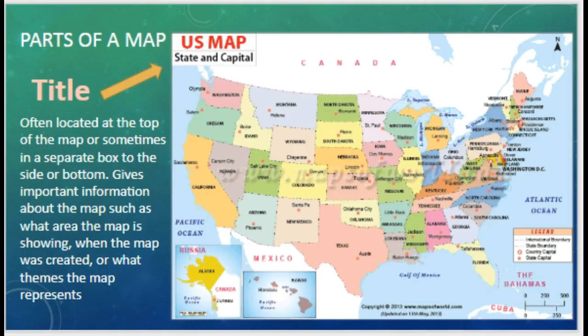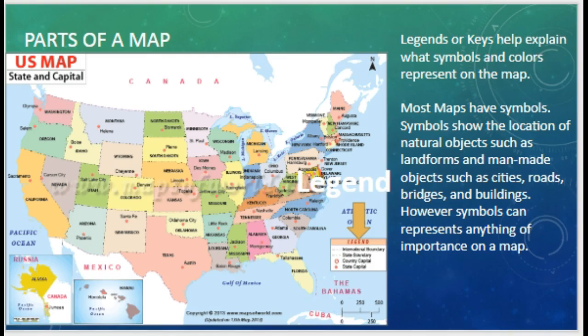Parts of a map: the title, often located at the top of the map or sometimes in a separate box to the side or bottom, gives important information about the map, such as what area the map is showing, when the map was created, or what themes the map represents. You also have legends or keys that help explain what symbols and colors represent on the map. Most maps have symbols. Symbols show the location of natural objects, such as landforms, and man-made objects such as cities, roads, bridges, and buildings. However, symbols can represent anything of importance on a map.